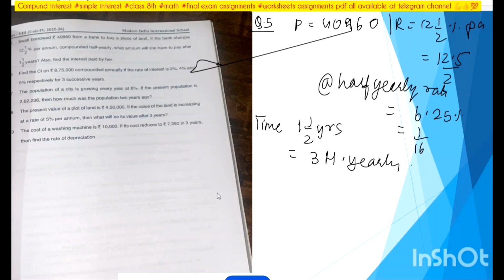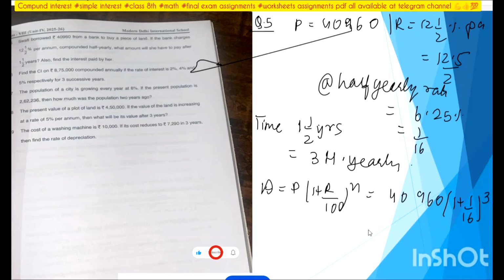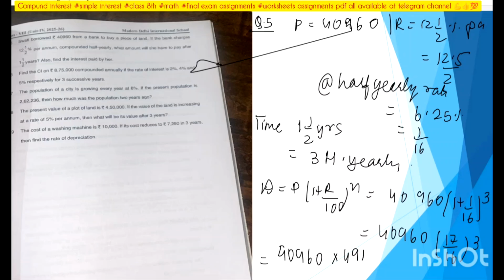So for your amount it will be P times 1 plus R by 100 to the power n. I can write it as 40960 times 1 plus 1 by 16 to the power 3, so it becomes 40960 times 17 by 16 to the power 3. Last day we calculated it as 40960 into 4913 divided by 4096. So my amount will be 49130.